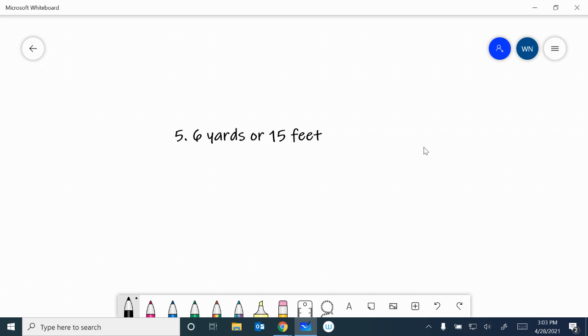6 yards or 15 feet. Which is more? For this one, let's convert our yards to feet. You could have gone feet to yards. It really doesn't matter. I know that 6 yards, if I multiply it by 3, I'm going to get 18 feet. I know that 18 feet is greater than 15 feet, so 6 yards is more than 15 feet.